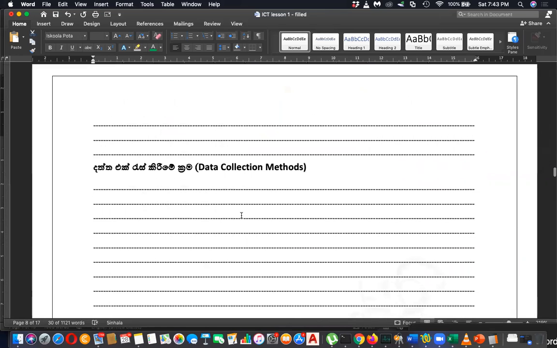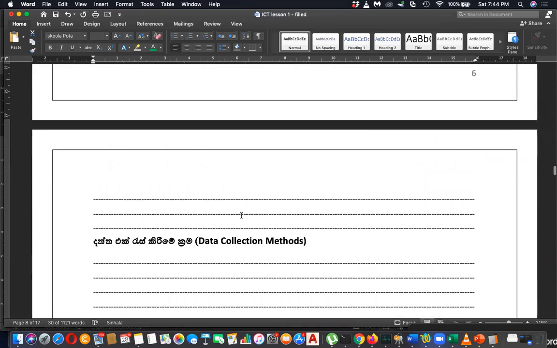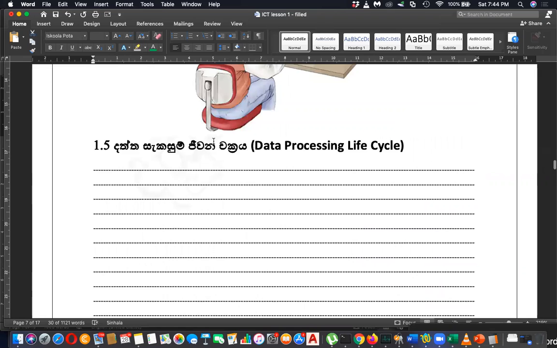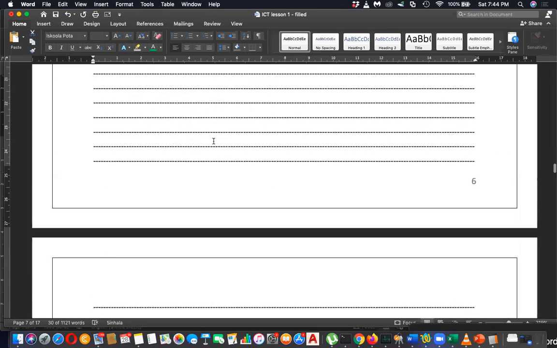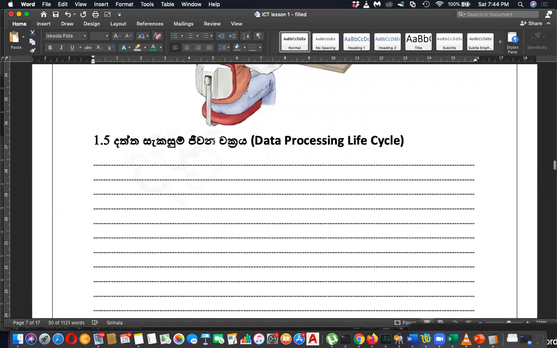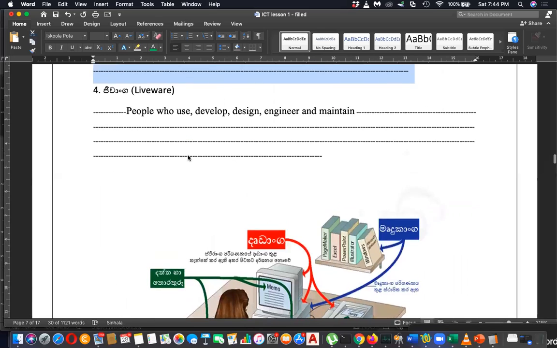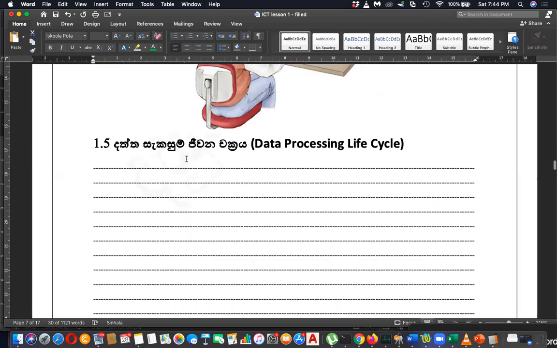Okay, what are the components of data processing? Let me write, this is a subheading. You can write data processing life cycle, and under that write the subheading components of data processing. This is a subheading, okay? Under data processing life cycle, the subheading is components of data processing.